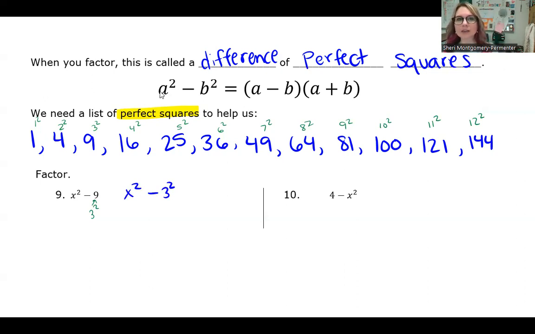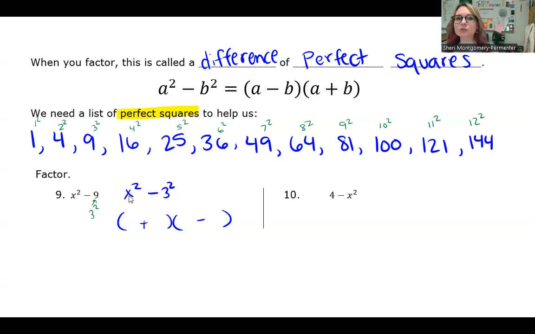So do I have something that looks like this, where I have something squared minus something squared? Yes. Okay, so to factor this, I still have 2 parentheses. What you'll notice is that you'll have one that's plus, one that's minus. It doesn't matter which order you put them in. One is going to be plus, one's going to be minus.